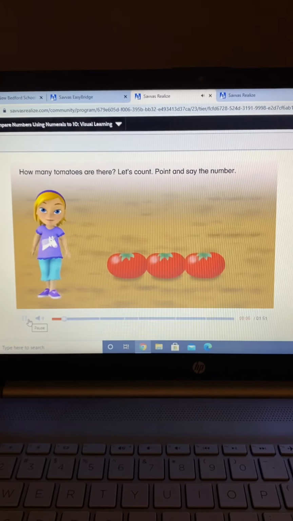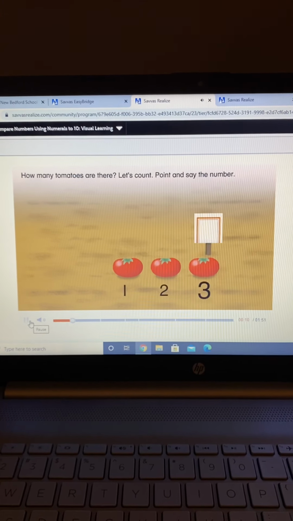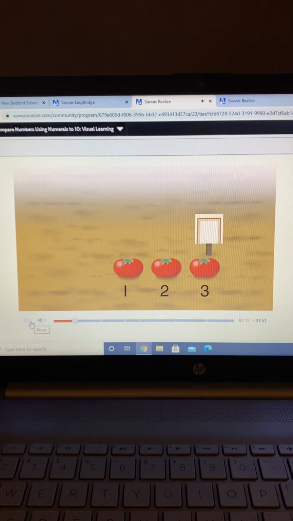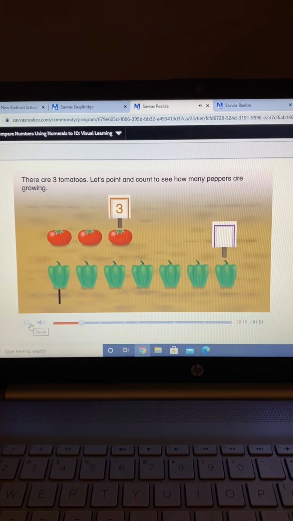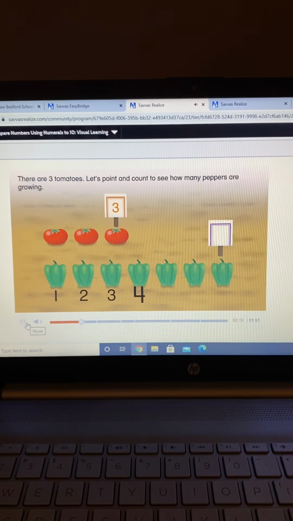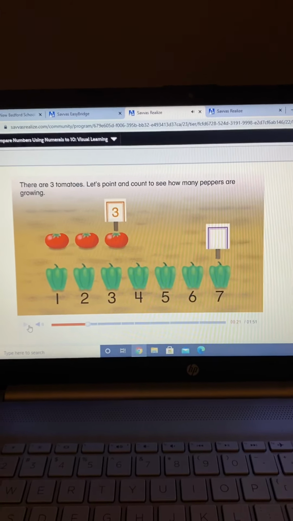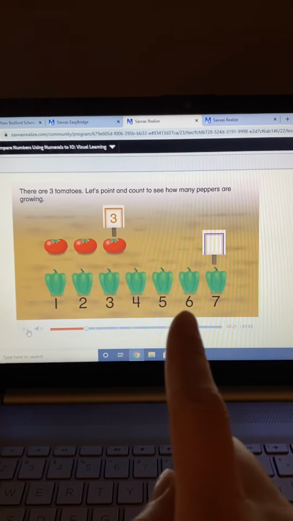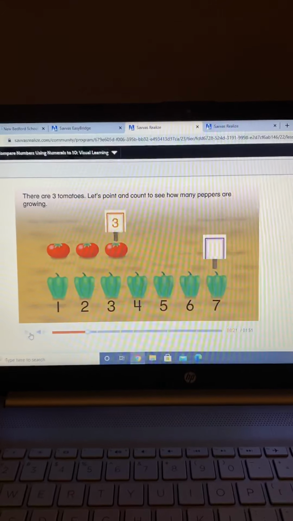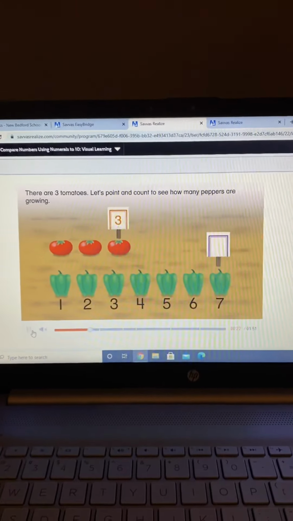How many tomatoes are there? Let's count. Point and say the number. There are 3 tomatoes. Let's point and count to see how many peppers are growing. Are you ready? Let's point and count. 1, 2, 3, 4, 5, 6, 7. There are 7 peppers, and there are 1, 2, 3 tomatoes.